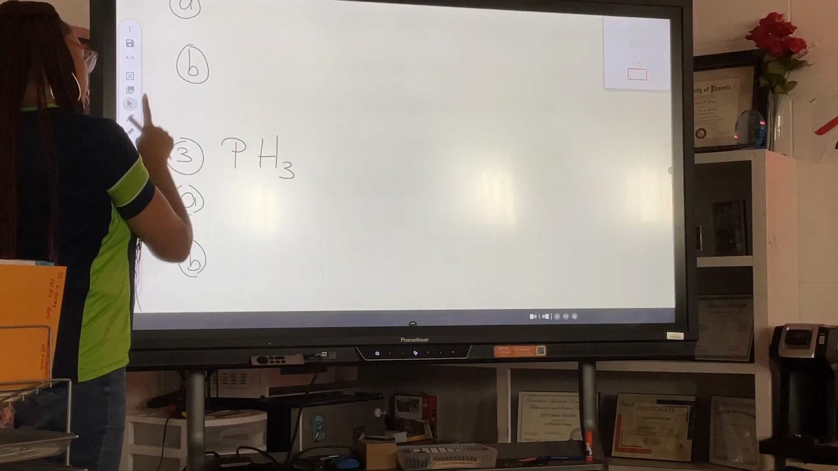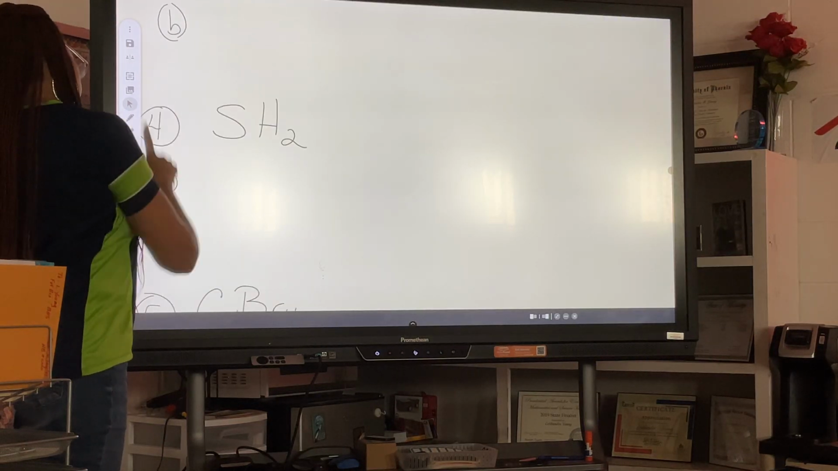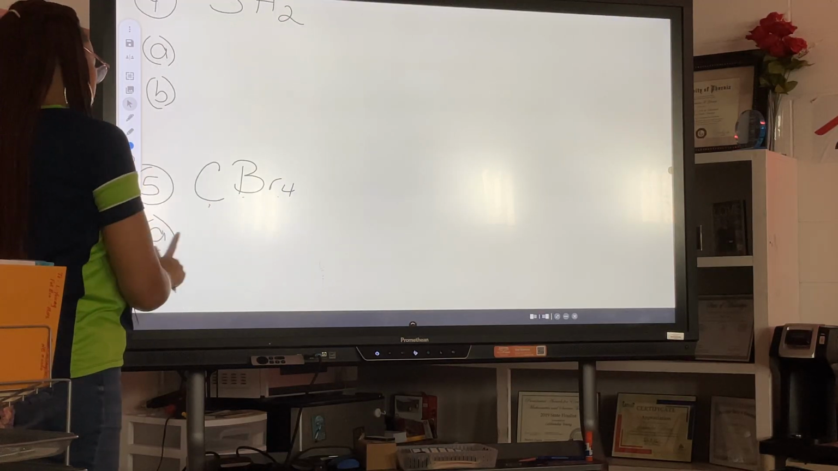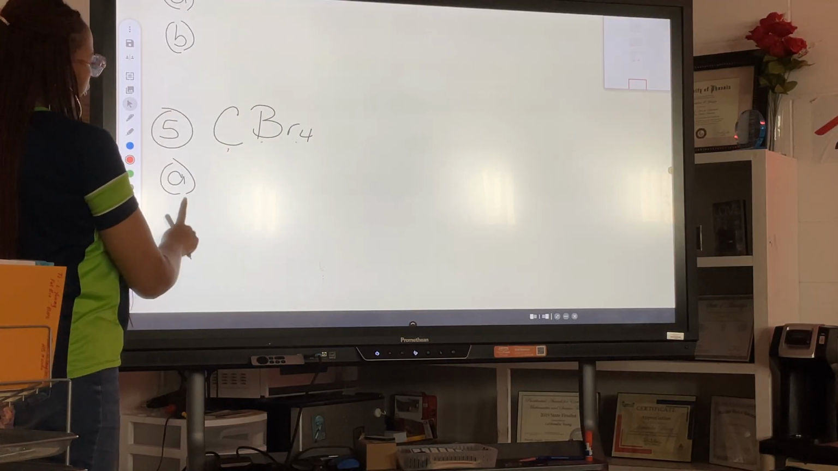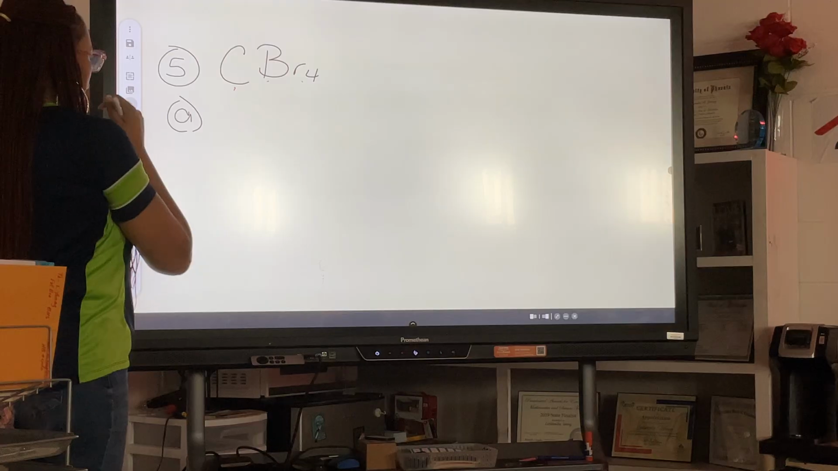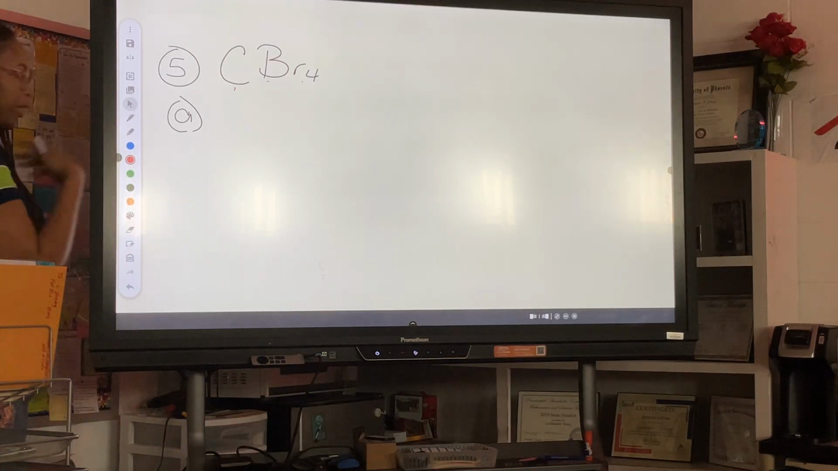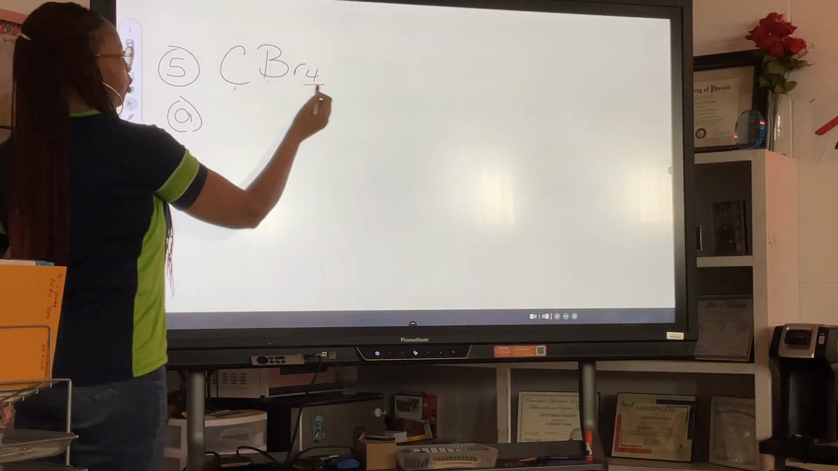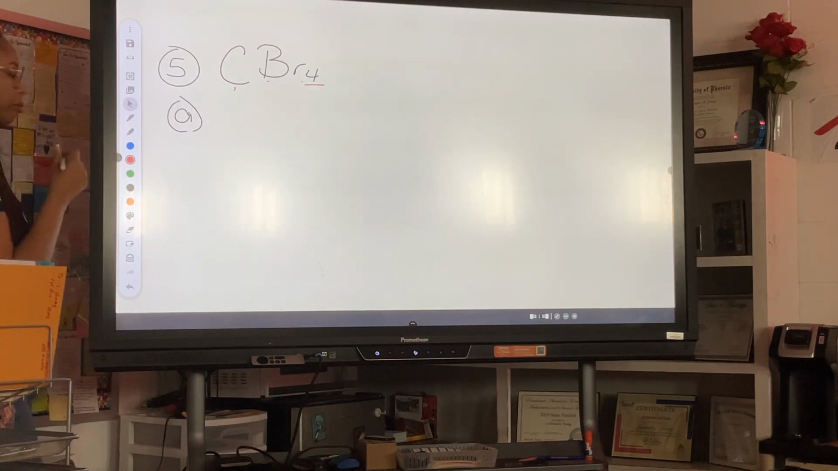Alright, so let's do not methane. Let's do carbon tetrabromide. Name it. Carbon tetrabromide. How do you know it's carbon tetrabromide? There's 4 bromines, carbon. All right.